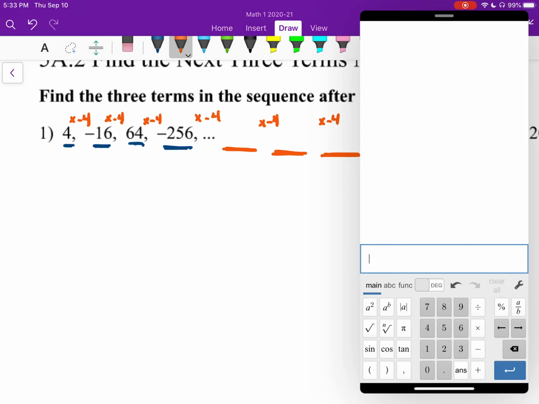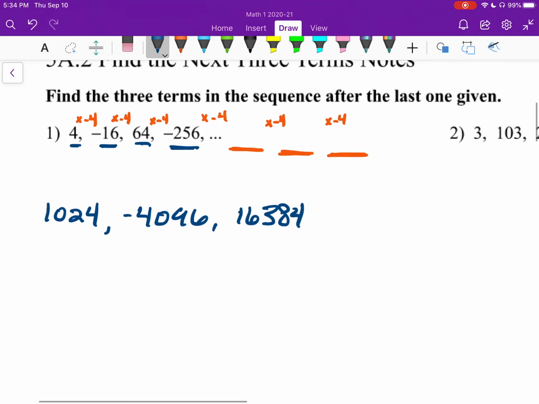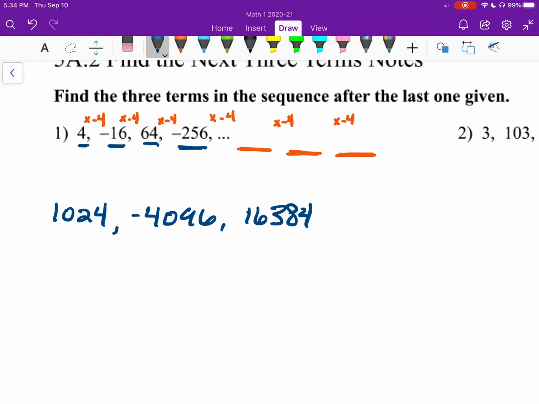We're going to say negative 256 times negative 4. That gave me 1024. If I multiply by negative 4 again, I get negative 4096. And if I multiply one more time, I get 16384. And there we are. That is our answer.